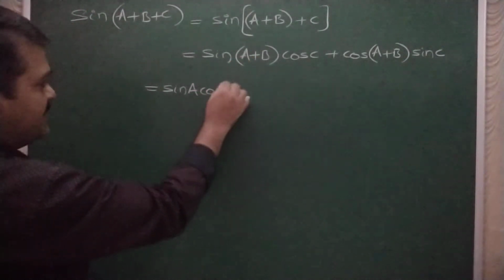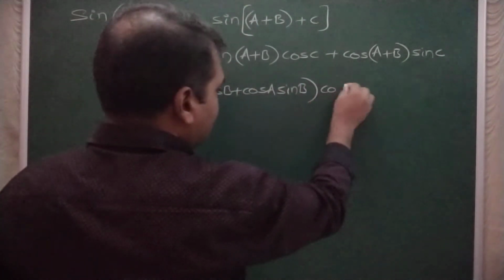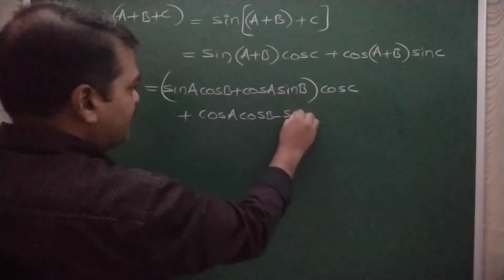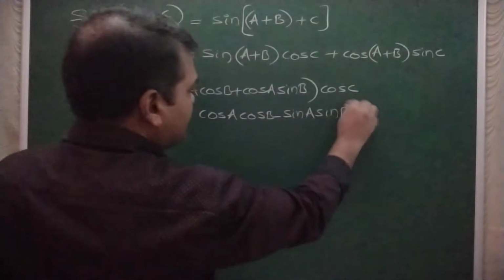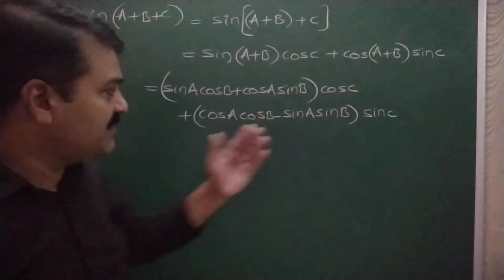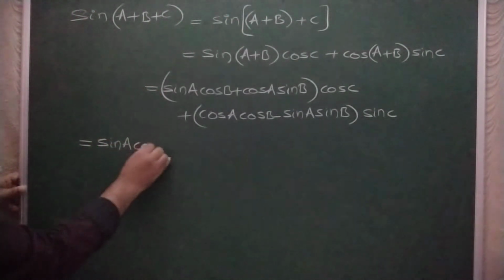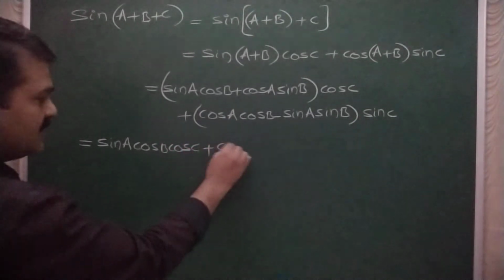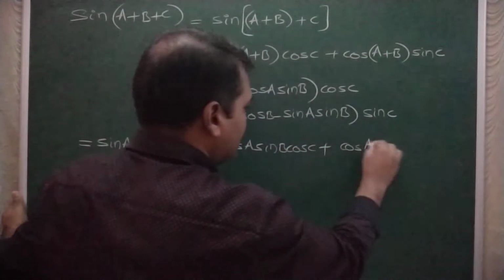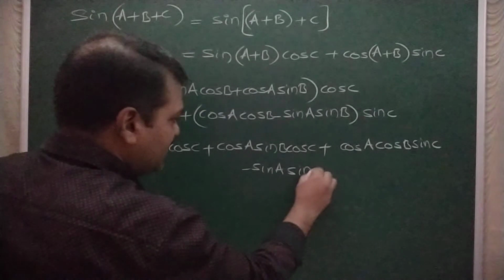For sine of A plus B, sine A cos B plus cos A sine B, into cos C, plus for cos of A plus B, cos A cos B minus sine A sine B, into sine C. Now simplification: multiply this part with cos C, multiply this part with sine C. So therefore we will get the result as sine A cos B cos C plus cos A sine B cos C plus cos A cos B sine C minus sine A sine B sine C.